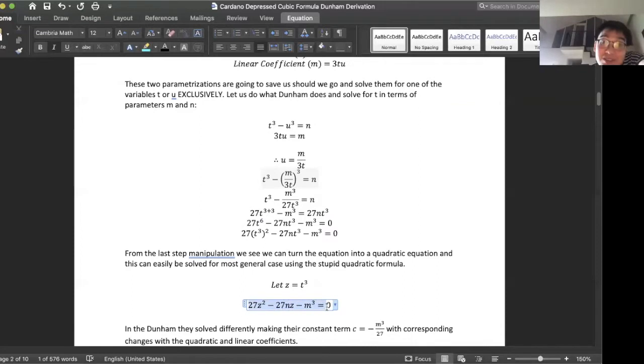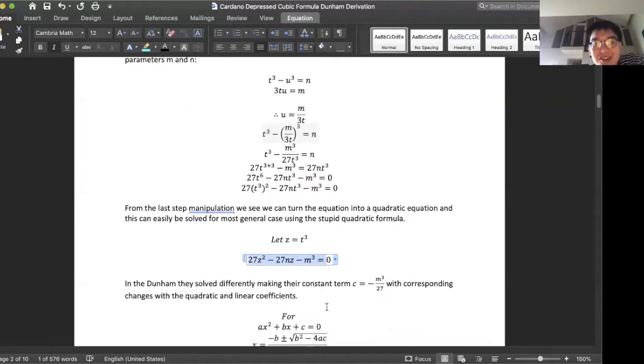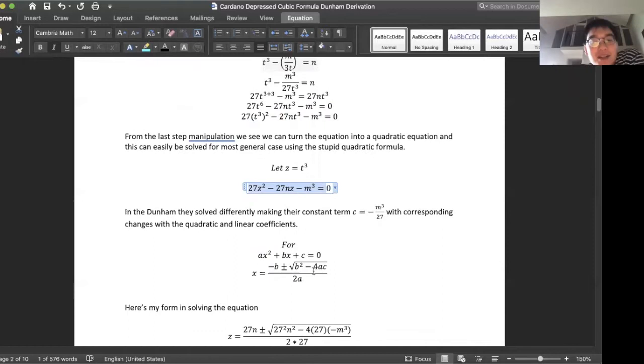And what do you do when you have a quadratic? Well, you can use the you love it or you hate it quadratic formula, and then solve for what z should be. Now, Dunham, they go about this differently. When they solve their quadratic equation, they've made the quadratic monic, so they divided 27 by both sides. But I'm not going to do that. I'm just going to do it my way.